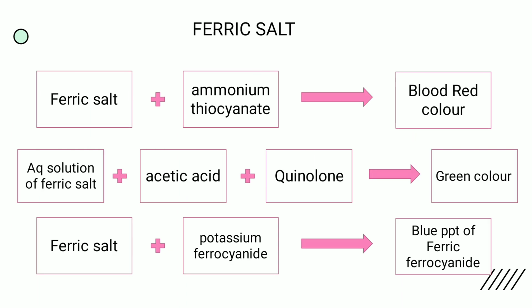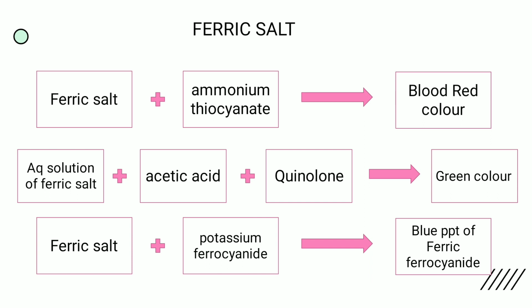Then the ferric salt. Some tests for the ferric salt: the ferric salt is reacted with ammonium thiocyanate. A blood red color is observed. The second test, the ferric salt is reacted with acetic acid and quinoline. There is a direct reaction with the quinoline. There is a spelling mistake there. Quinoline. So there is an appearance of green color.